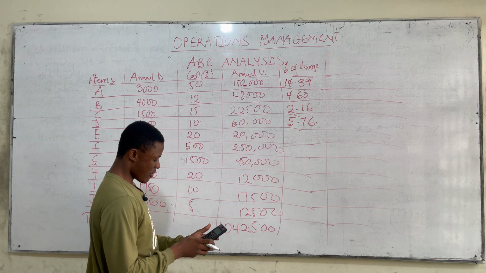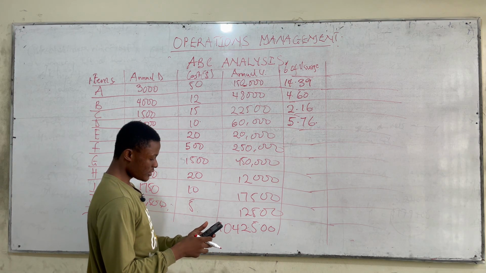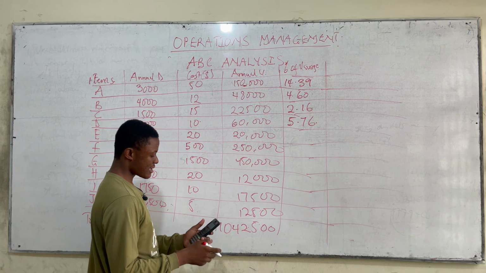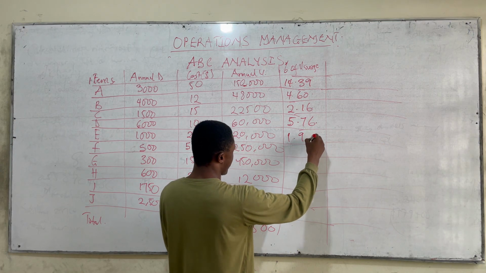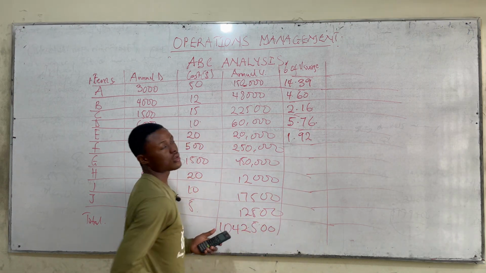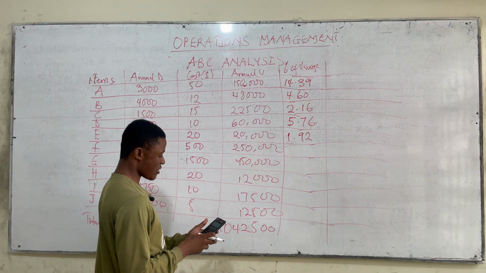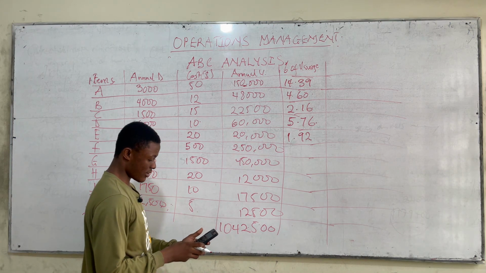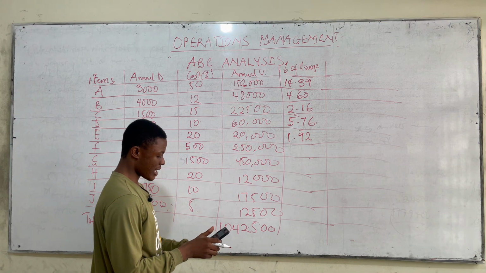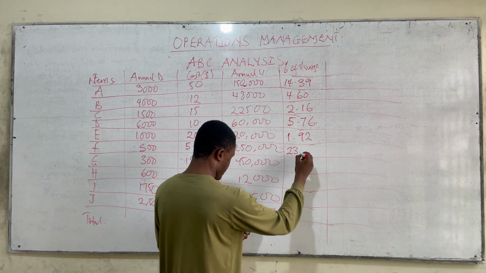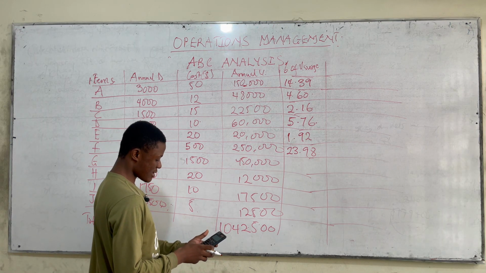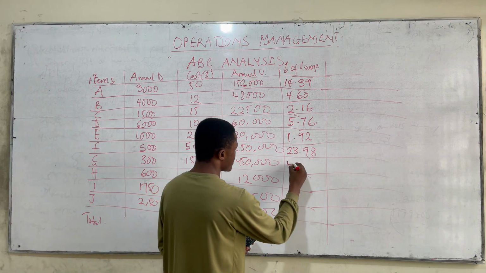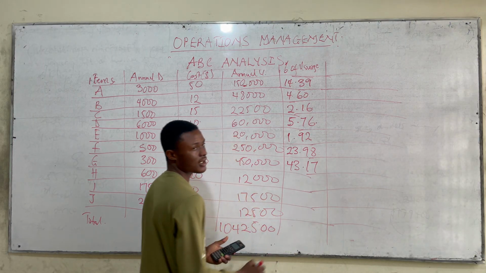20,000 divided by 1,042,500 times 100, and then we are getting 1.918, which will be 1.92. Yes, so here 250,000 divided by 1,042,500 times 100. What are we getting? We are getting 23.98. The same thing goes for 450,000 divided by 1,042,500 multiplied by 100. We are getting 43.17. Are we good? Great.